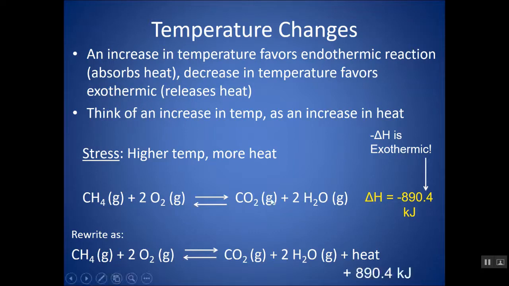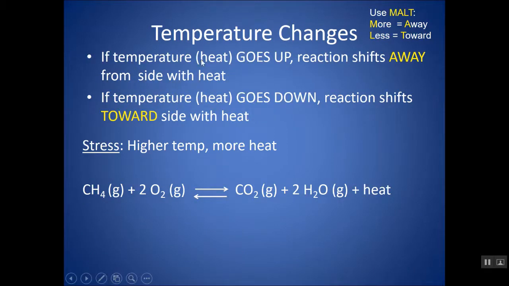And if I didn't want to put the word heat, I could also put 890.4 kilojoules on the right-hand side, because that's the actual amount of heat that is released. So now we can do temperature changes the same way we did concentration. If temperature goes up, it shifts away: more away, less toward. Temperature goes down, the reaction shifts toward the side with heat: more away, less toward.